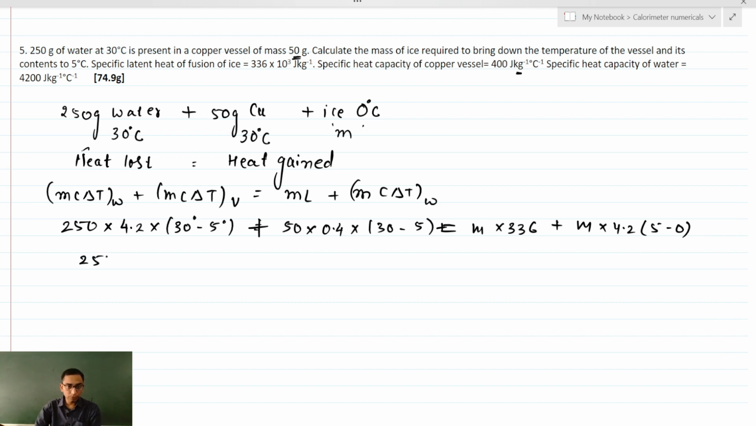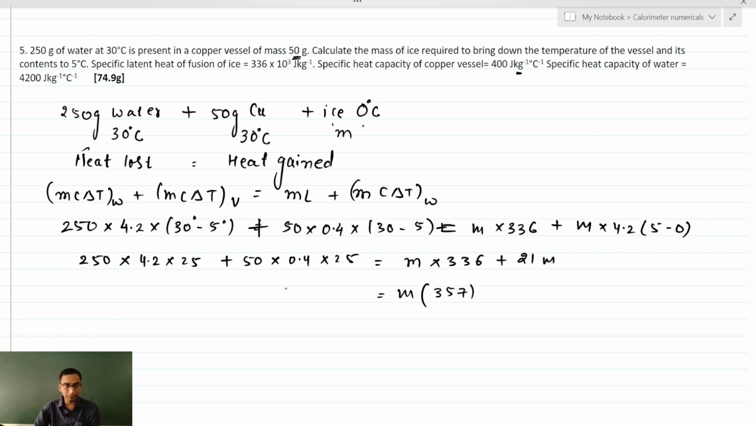Okay, so this is 250 into 4.2 into 25 plus 50 into 0.4 times 25, that is equal to m into 336 plus 5 times 4.2 is 21 times m. So if I pull out m common, then this is equal to 357. So now this is 25 times 42 times 25 again, plus again 5 times 4 times 25, removing the decimal with the 0.